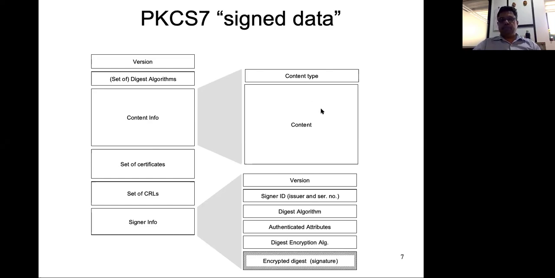So what we do, we put our content into this content data structure and we get a hash of it, and we encrypt this hash using the private key and put that here. It also tells about which hashing algorithm was used when we sign it, and which public key encryption algorithm we use. And all of it is put into a signer information field to create a data structure called the signed data structure.